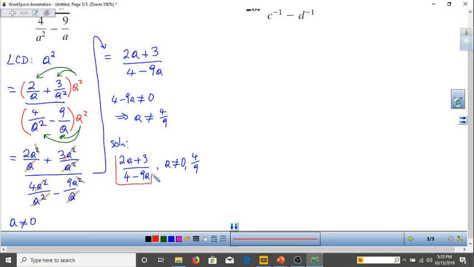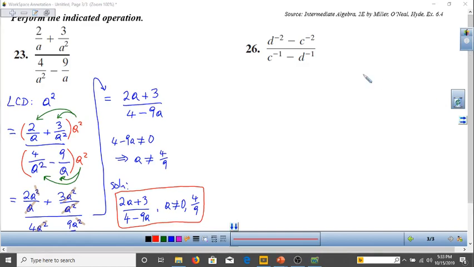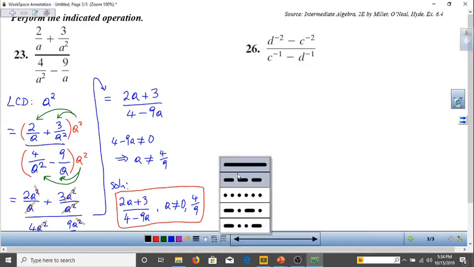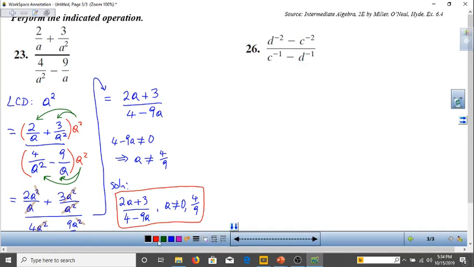Let's go on to the next example. Now this one looks a little bit more complicated, but in reality, if we remember our exponent rules, it is not that complicated. It's actually relatively easy to do. So let's go on and do that one.